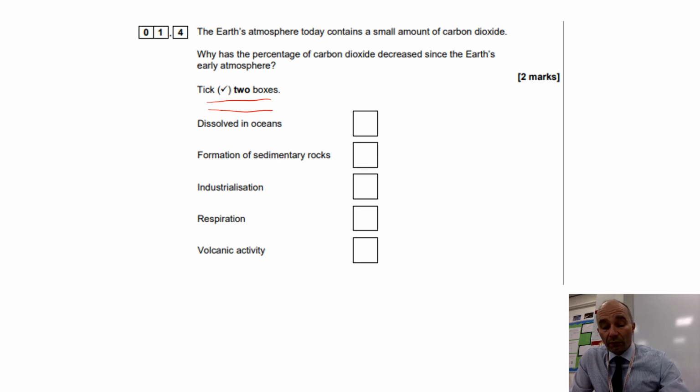of carbon dioxide. So if it starts at the bottom, volcanic activity, well that produces a lot of carbon dioxide gas. Respiration, when we breathe out a lot of CO2, so that's going to increase the amount of carbon dioxide. Industrialization, this is getting at the fact that we're burning lots of fossil fuels and producing carbon dioxide. So those 3 answers are clearly incorrect, and it means that there is a lot of carbon dioxide dissolved in water and in the oceans, and also lots of carbon gets locked up in the formation of sedimentary rocks. So there's your 2 correct answers.